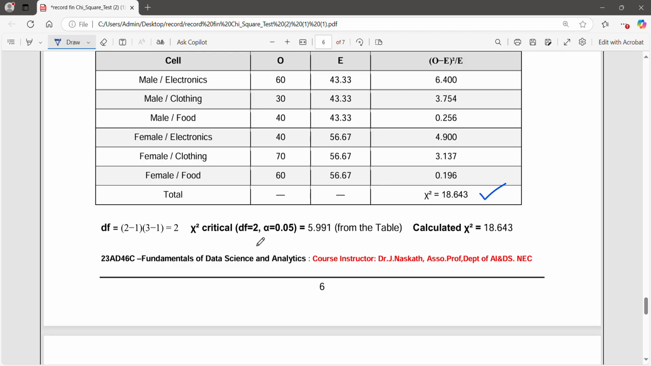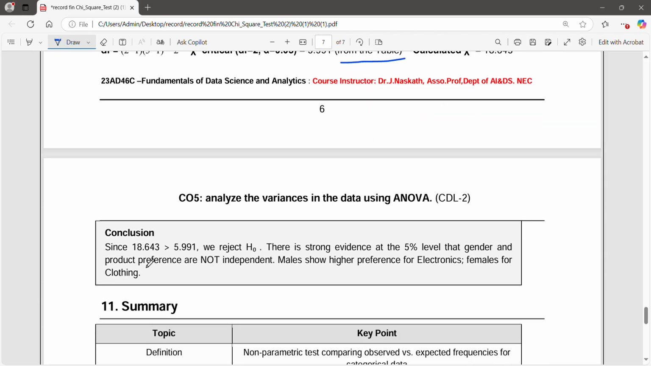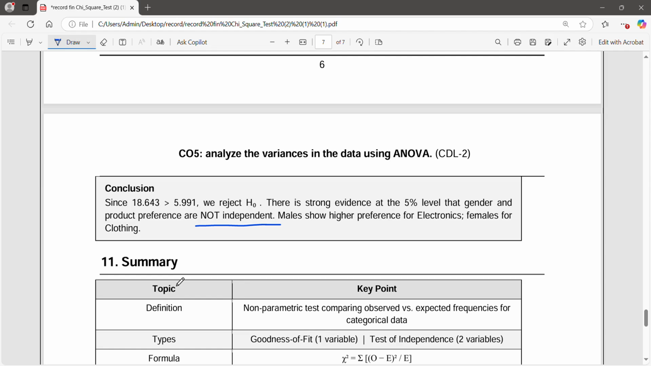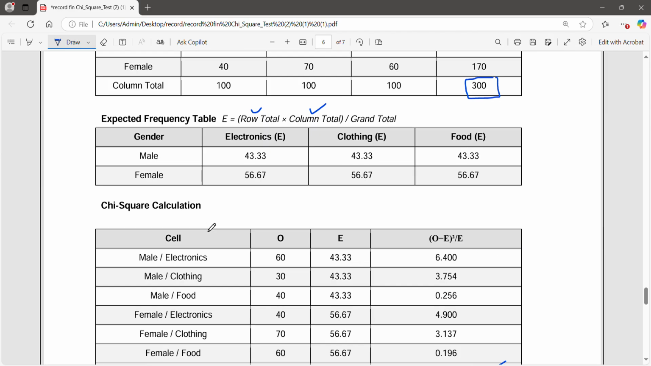Based on 2 degrees of freedom and the significance level, the critical value is taken from the chi-square table. Then the calculated value, 18.643, is compared with the critical value. Our calculated value is higher than the critical value, so we reject H0. There is strong evidence at the 5% level that gender and product preference are not independent. Males show higher preference for electronics, females for clothing. These are the final inferences from the given table.